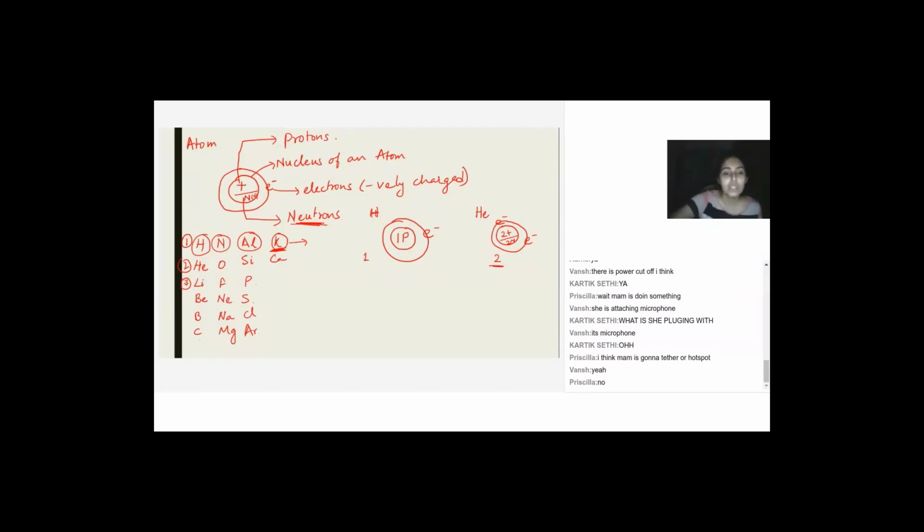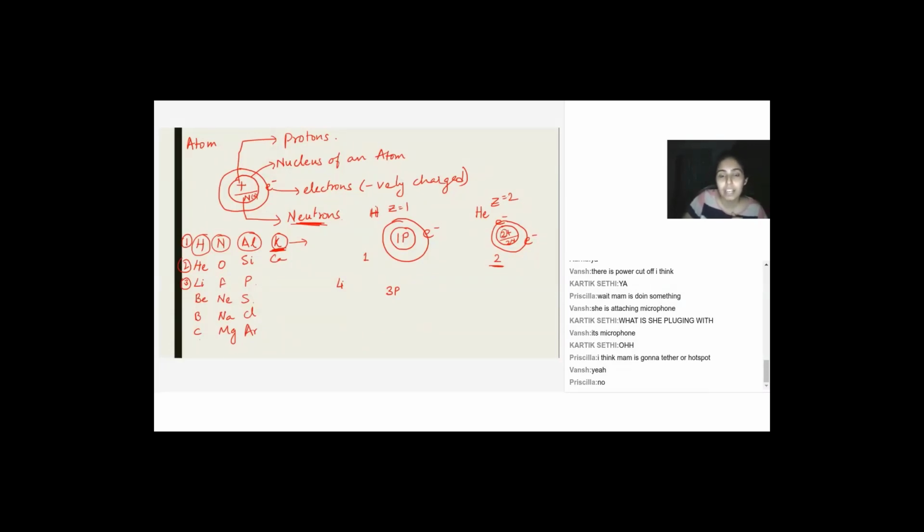Now let's take a look at lithium. Lithium has 3 protons. Now notice how the atomic number, we know the atomic number of hydrogen is 1. It is the first element. Atomic number of helium is 2. It is the second element. And it has 2 protons.